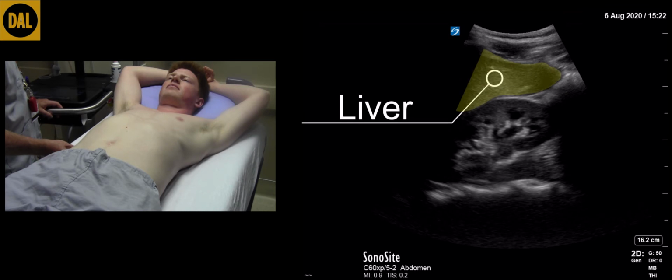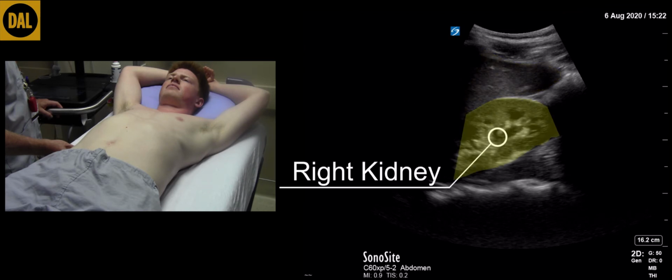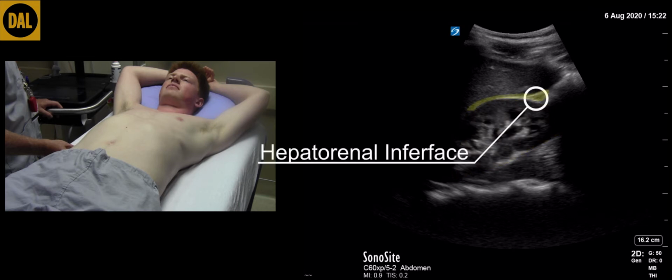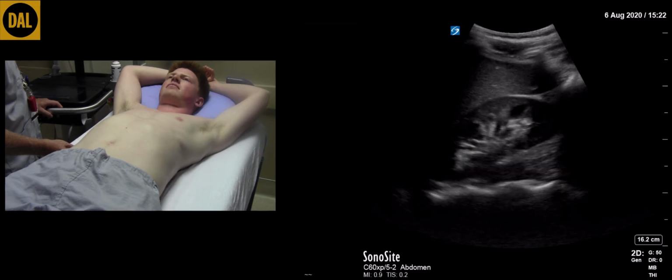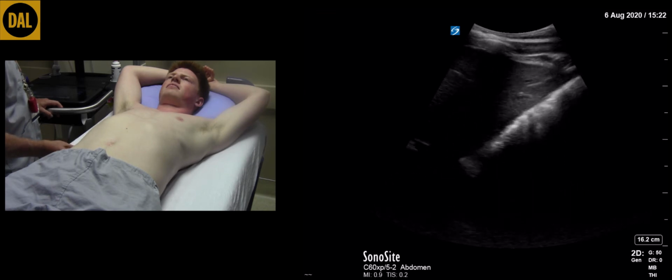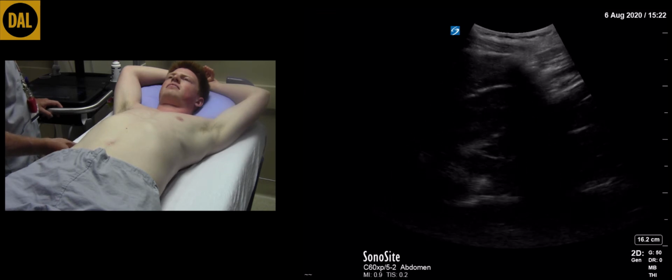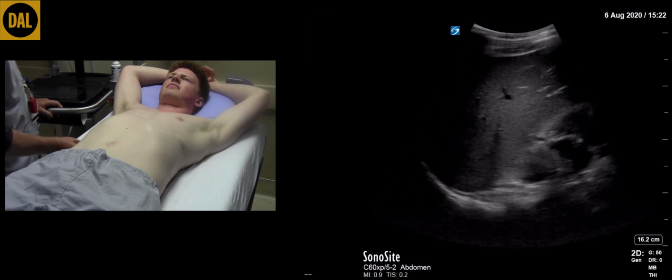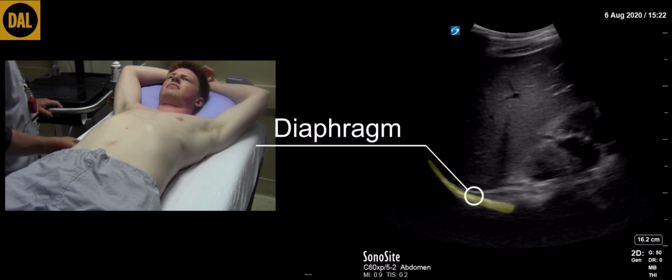Identify the liver, the right kidney, and the hepatorenal interface. Tilt the transducer anteriorly, then posteriorly to visualize the space in its entirety. Then rock the transducer cranially to visualize the diaphragm.